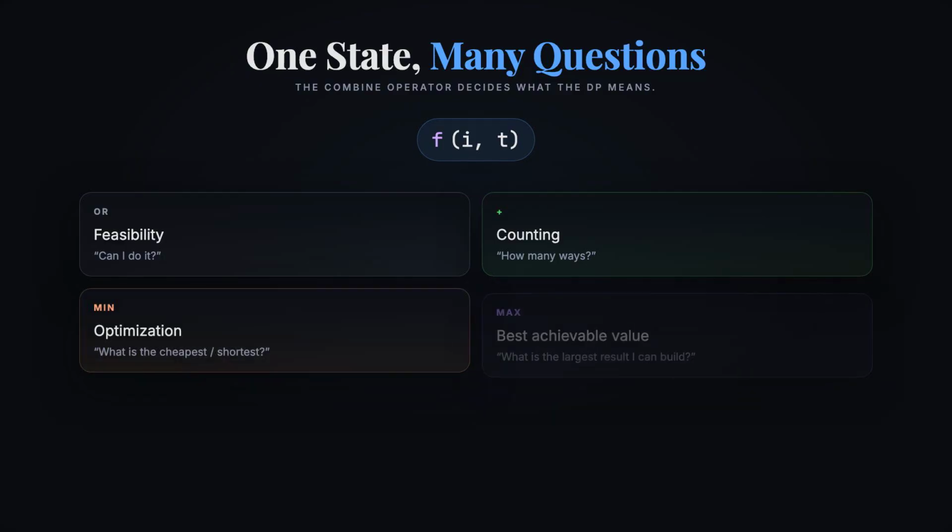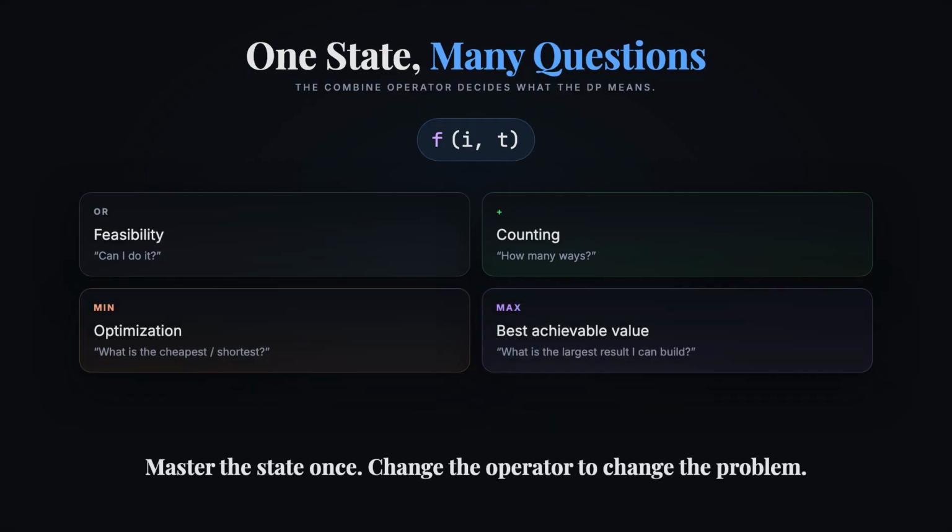Here's the big takeaway. Swap the combine operator and you change the question itself. OR gives you feasibility. Plus gives you counting. Min or max gives you optimization. But the state stays exactly the same. Master one and you've mastered them all.